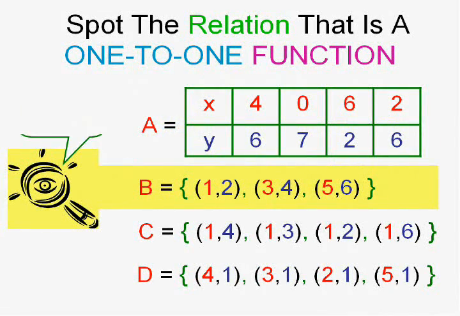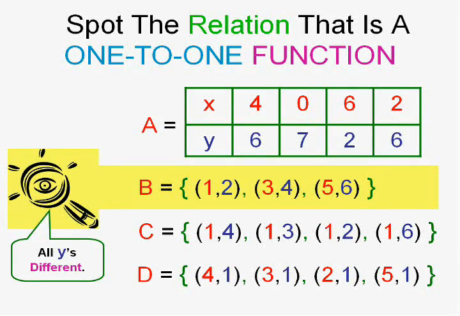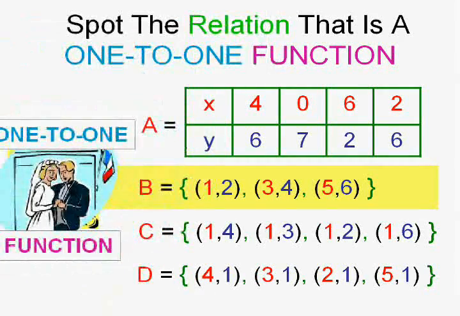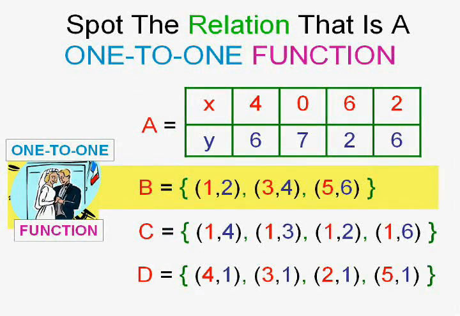Now in B, all the x's are different and all the y's are different. So not only is it a relation, not only is it a function, but it's a one-to-one function. Every x has only one y and every y has only one x.